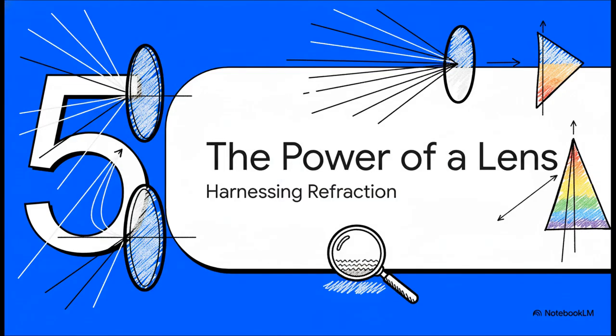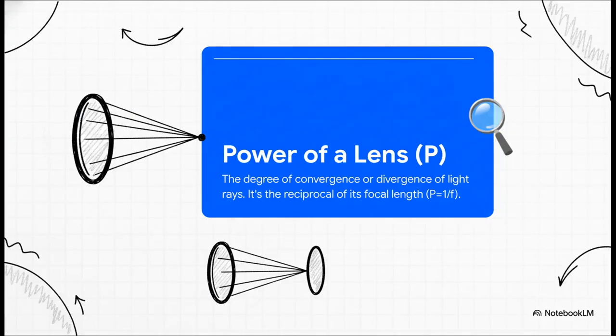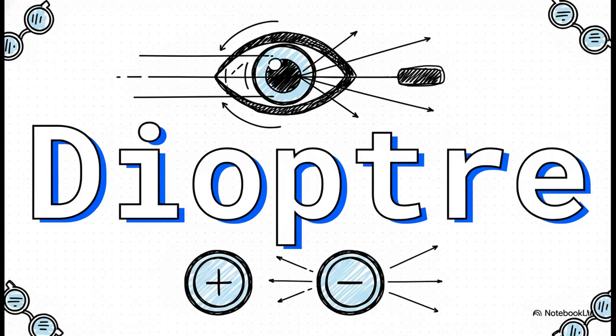So if we can predict how light bends, can we control it? Oh, absolutely. And we do it by precisely shaping transparent materials like glass. This is exactly how we harness the power of refraction to create lenses. We actually measure a lens's ability to bend light by what we call its power. A lens with high power bends light very sharply, which brings it to a focus over a really short distance. A low-power lens bends it more gently. And mathematically, it's just the reciprocal of its focal length. The unit for this power is the diopter.